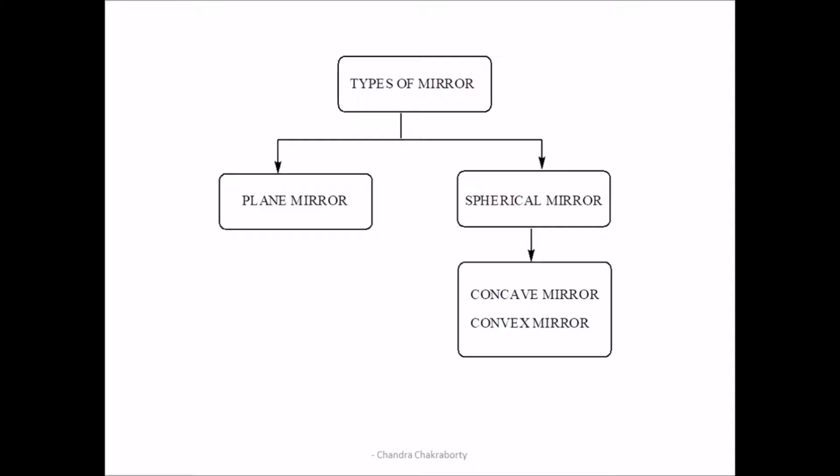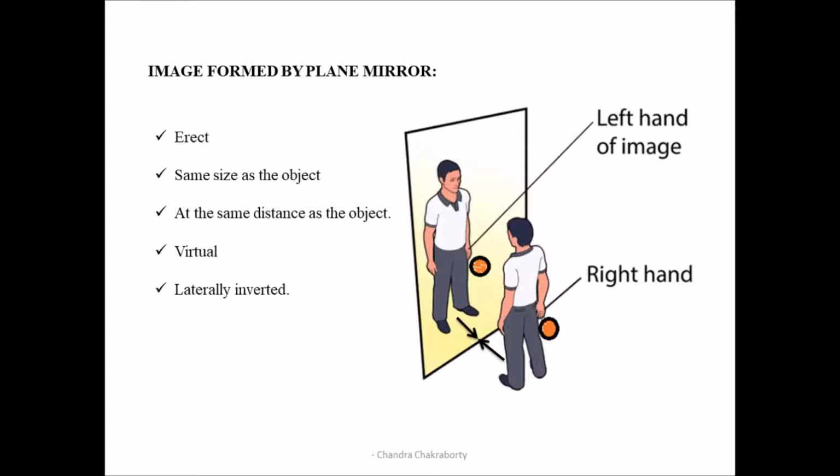Now, let's talk about what are the different types of mirror. See, there are two types of mirror. The first one is a plane mirror. The second one is a spherical mirror, which can further be categorized into concave mirror and convex mirror. So my friends, let's talk about plane mirror. I think you all are well aware of what a plane mirror is because we all use it in our day-to-day lives. We all have a plane mirror at our homes, isn't it?